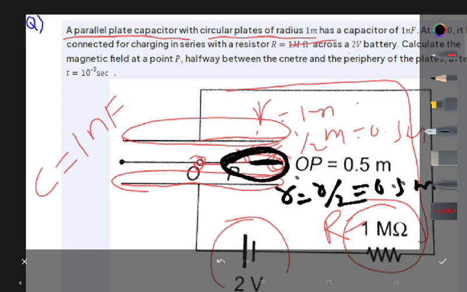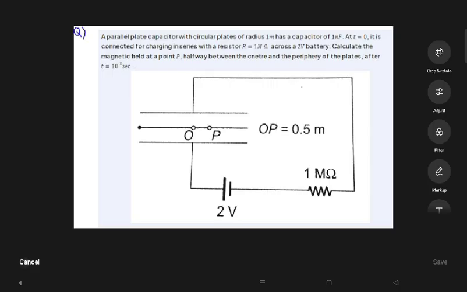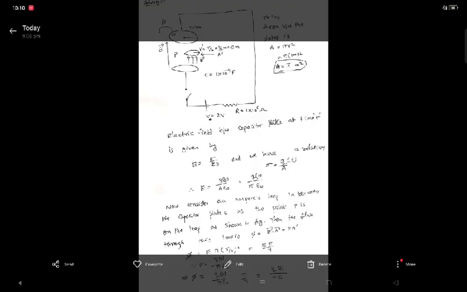Now I will show how to solve it. So this is the solution.